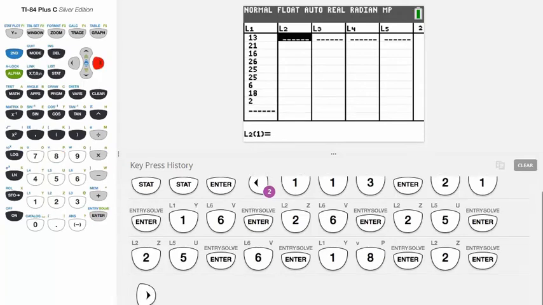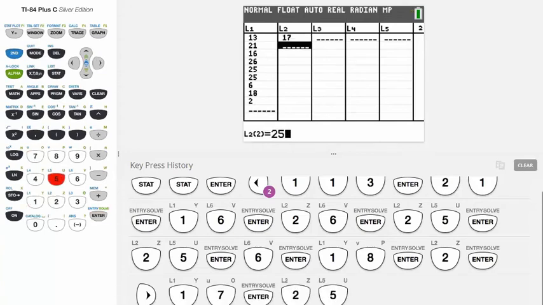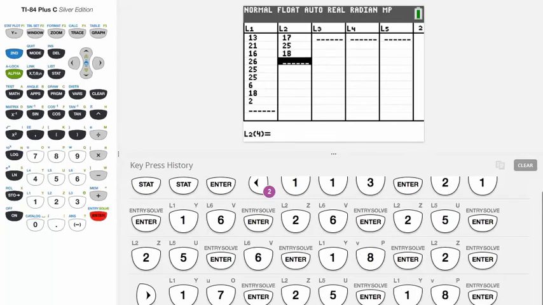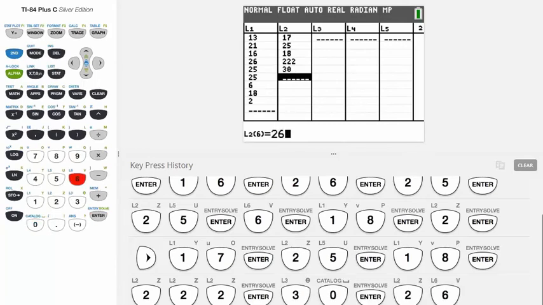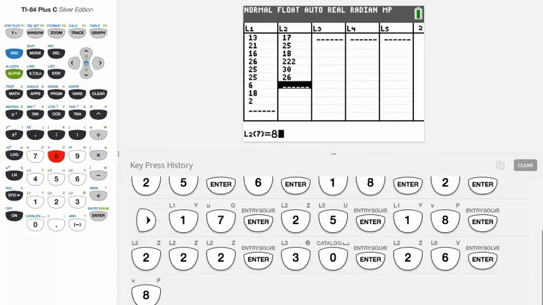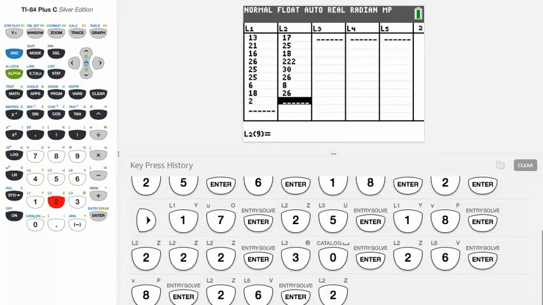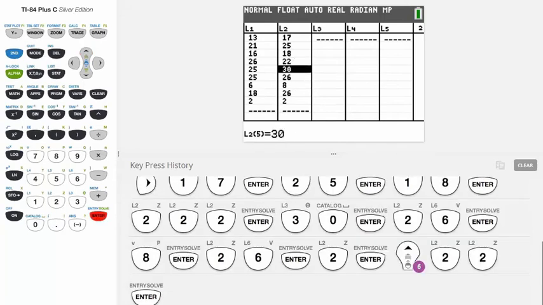L2, we want population 2: 17, 25, 18, 22, 30, 26, 8, 26, 2. I've noticed a mistake, so I'm going to arrow up to the 222, change that to 22, enter.